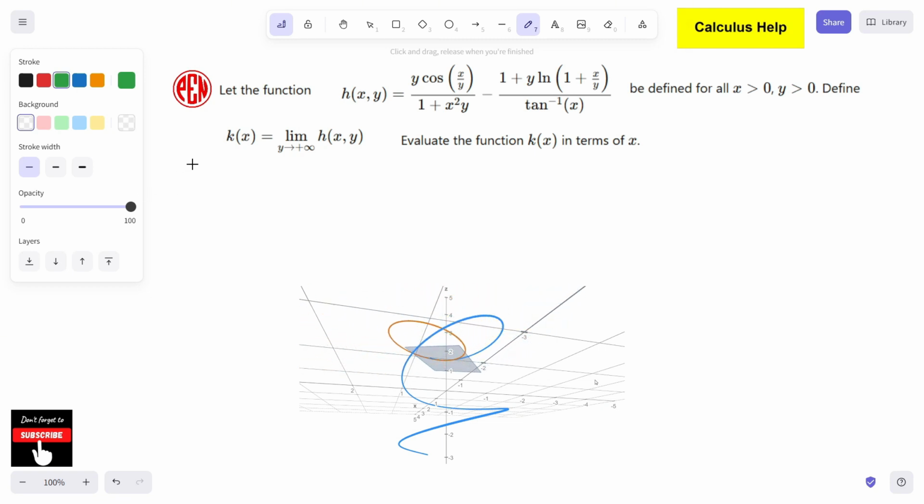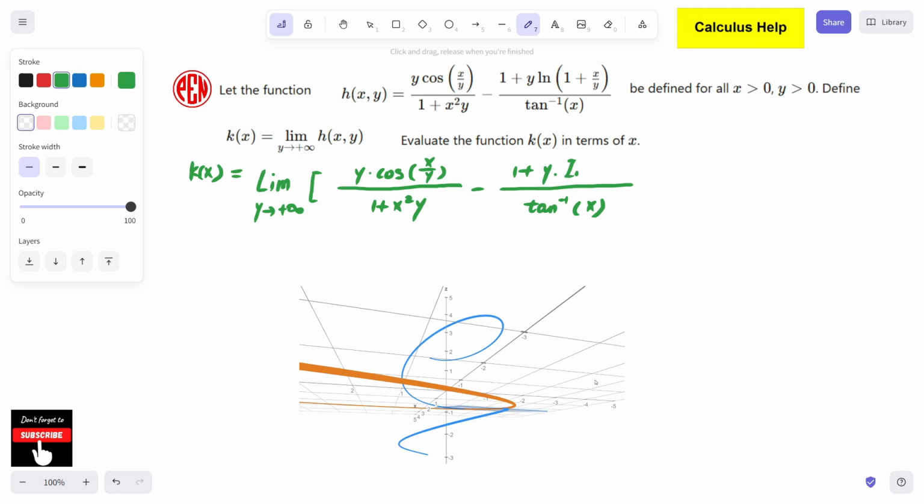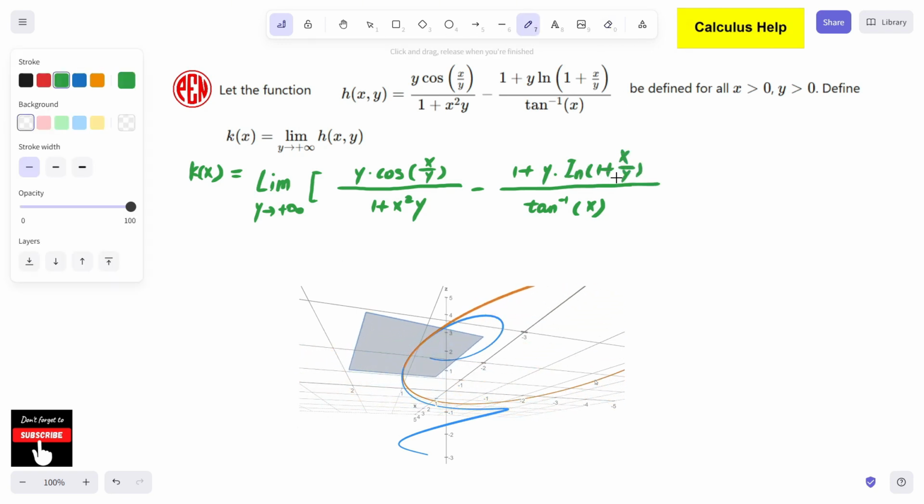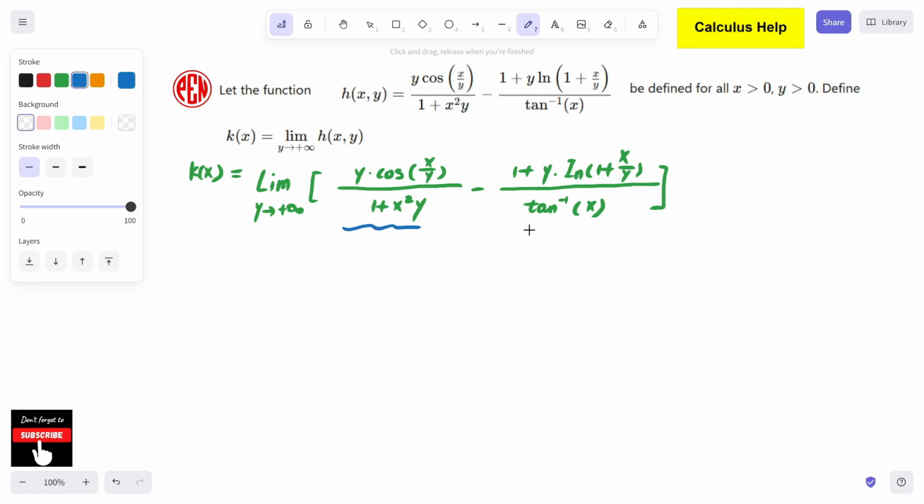First step is to break up the limit. We split the limit into two parts. So k of x becomes the limit of the first term as y goes to infinity, minus the limit of the second term as y goes to infinity. Next step is to analyze the first term.